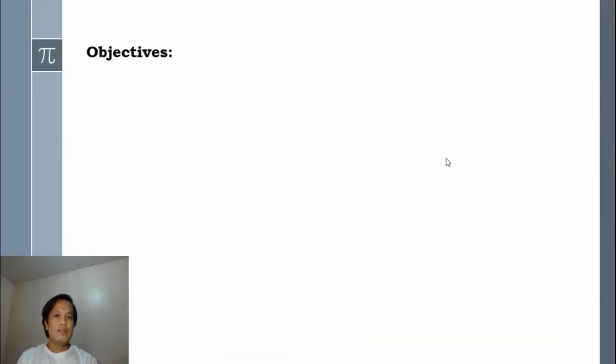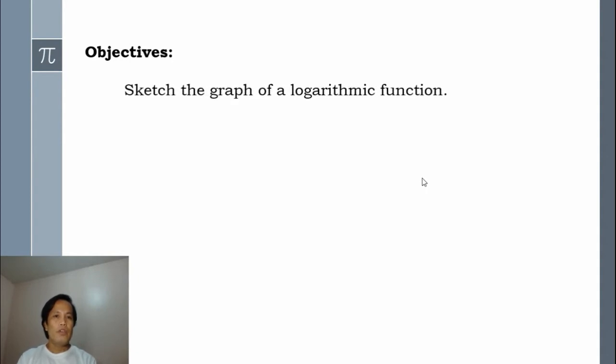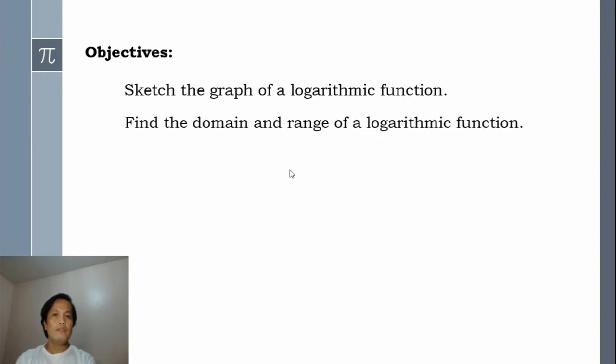For the objectives, at the end of this video, you should be able to: number 1, sketch the graph of a logarithmic function. Number 2, you should be able to find the domain and range of a logarithmic function.